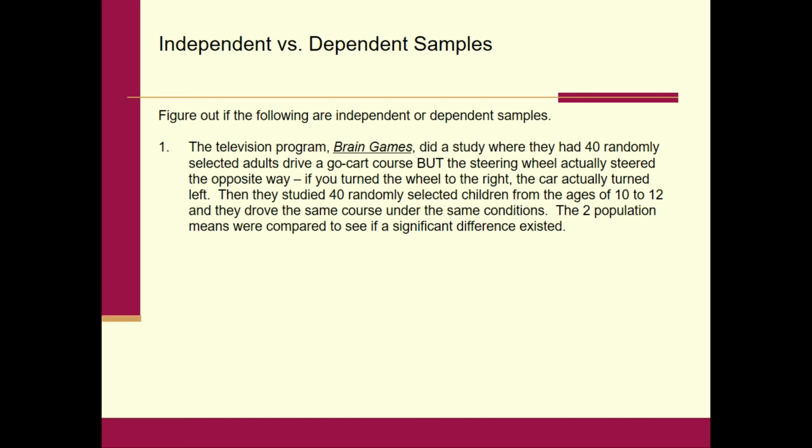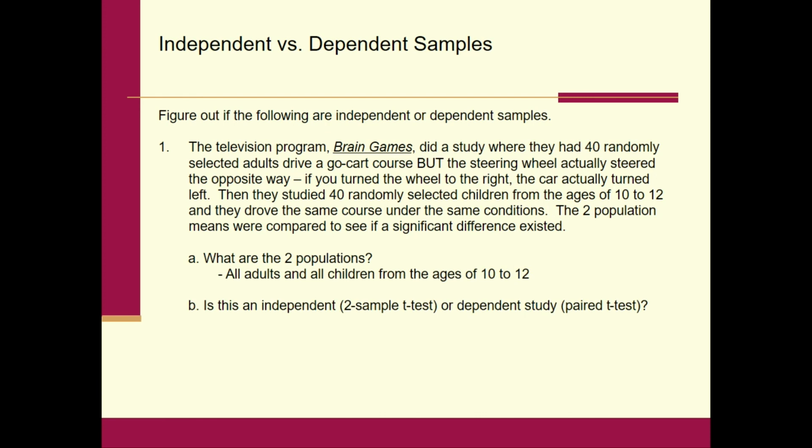All right, so let's define a couple of things. What are the two populations? We've got all adults and then all children from the ages of 10 to 12. That's our two populations. Then is this an independent case or a dependent case? Are we doing a two-sample t-test or a paired t-test? Hopefully you said that was the independent samples case. The adults that were randomly selected didn't tell us which children to go look at.